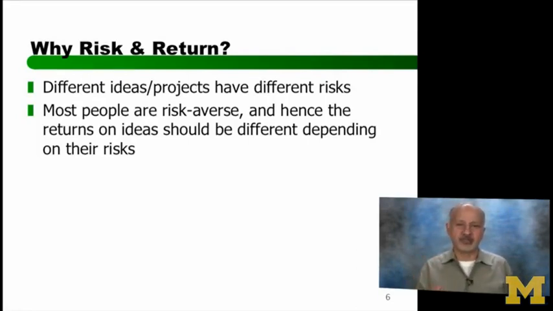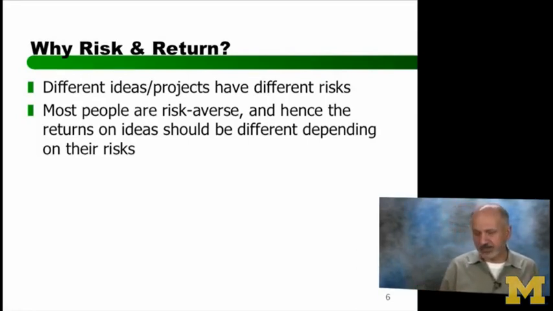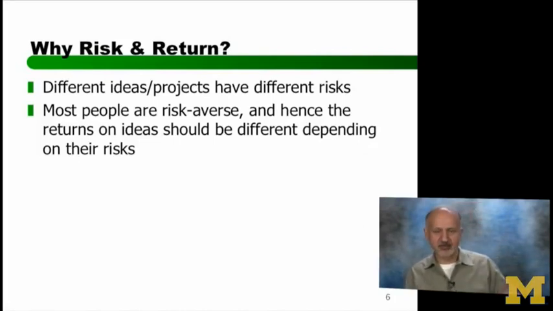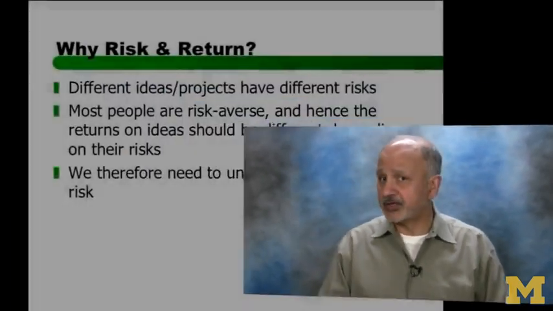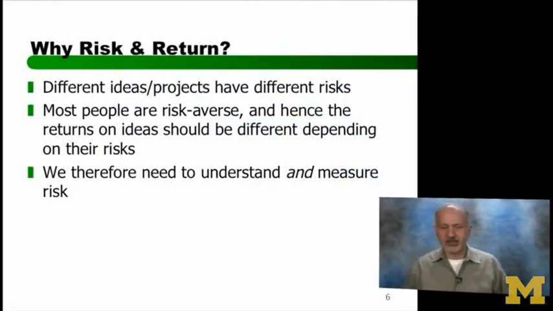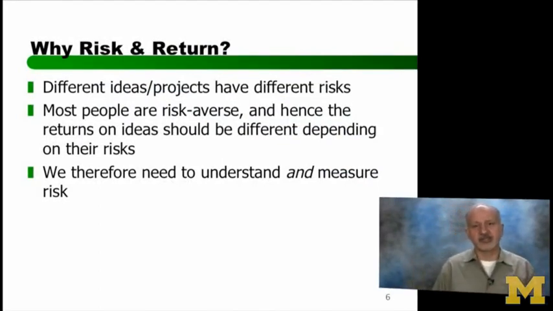I hope you agree with this, that most people are risk averse. In fact, it's been shown in experiments, and in reality, I'll prove to you that that has to be the case. If we are risk averse, what's the problem? We don't like risk, so in order to take on risk, what do I have to do? I have to give you something that you like. And that something that you like is called return. We therefore need to understand very critically, because we are after return, we have to understand risk.